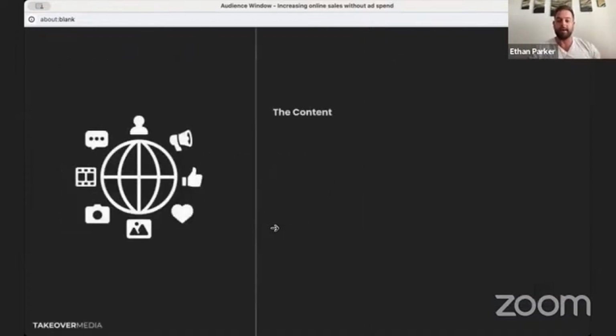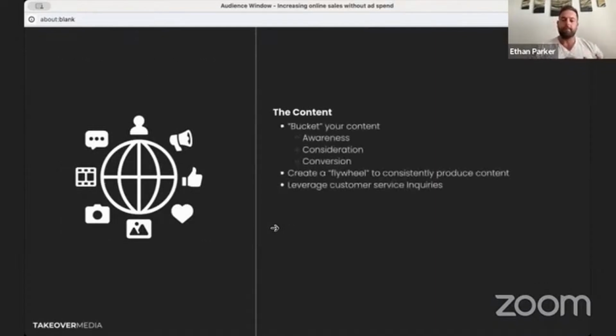So we want to think about a couple things, like the content. We're going to talk a little bit about buckets and flywheels next, but we want to bucket the content into these 3 buckets you see here: awareness, consideration, conversion. And I'll talk through that in just a moment. We also need a flywheel to consistently produce the content that we need that is valuable, good, and falls into these buckets. And then we want to also leverage those customer service inquiries with our social media strategy, which we'll go into in a second.